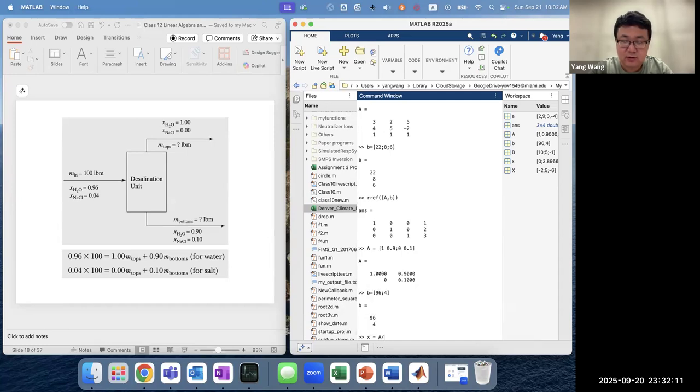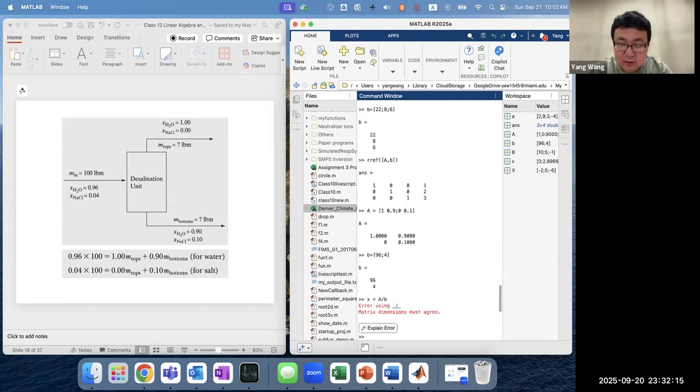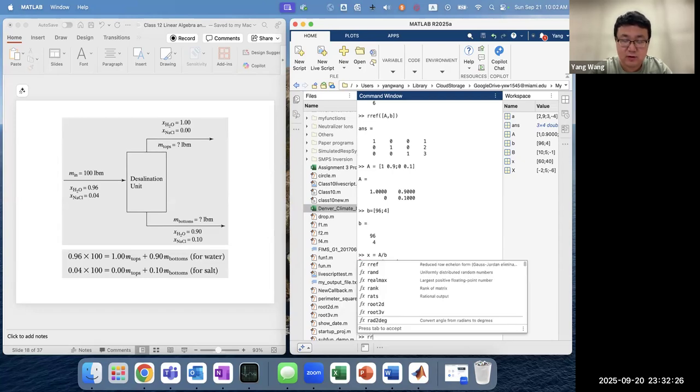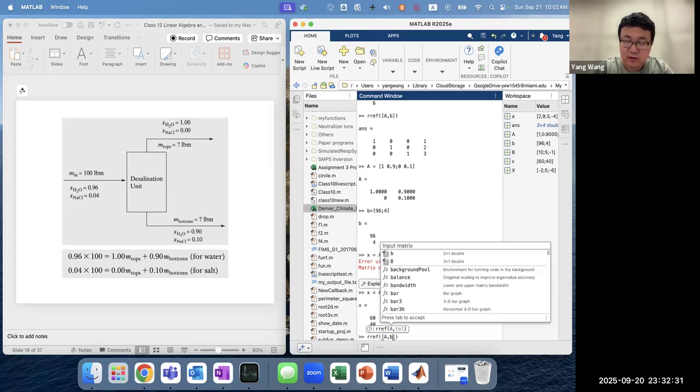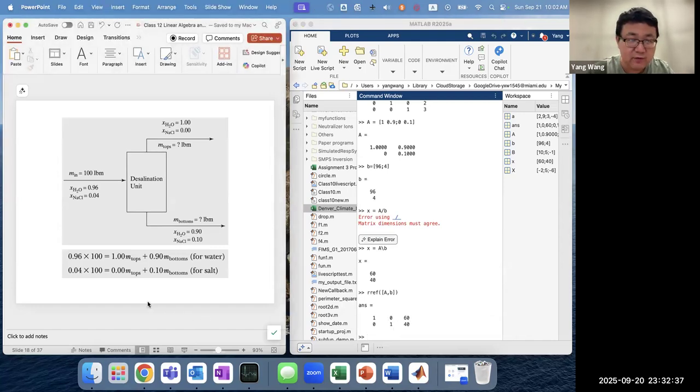So for A, you can use, let's say, the left division method, right? We should use the backslash, okay? So 60/40, right? You can also use the rref method, right? So you just do rref, and then A and B. Okay, so you see x equals 60, y equals 40. Okay? Simple enough, right? So you can use this method to solve sets of linear equations.